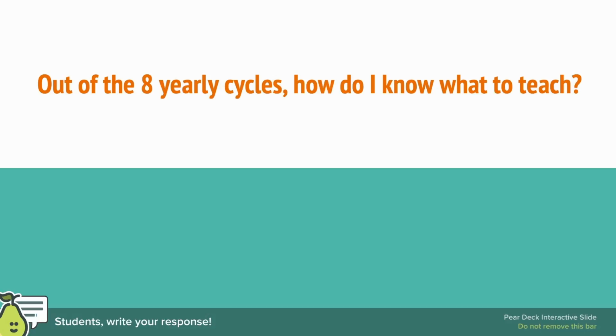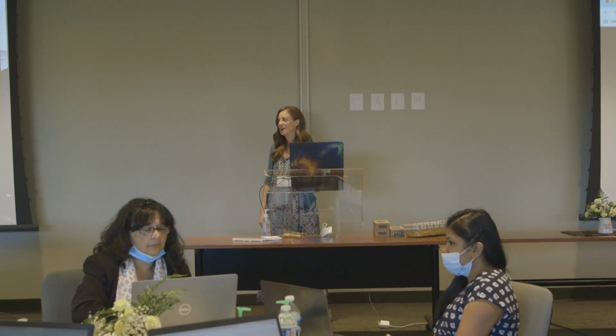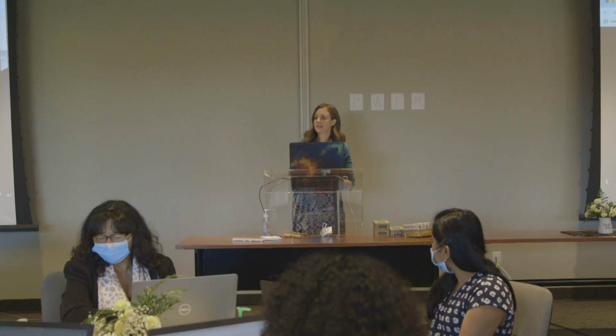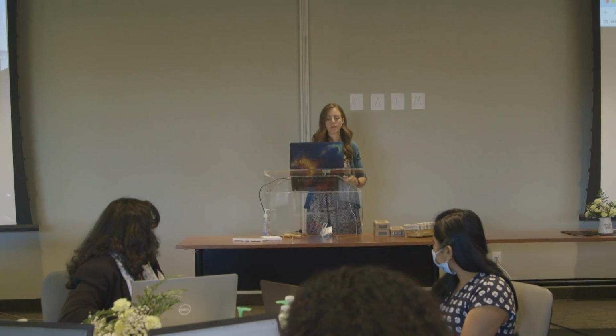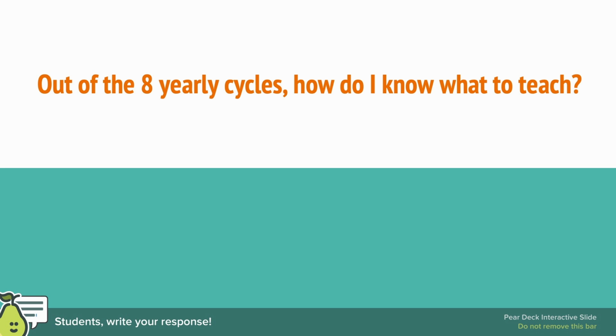Okay. So next question, out of the yearly cycles, how do I know what to teach? There's 8 yearly cycles. Write your best guess. Maybe you know, maybe you're not sure. It's okay, it doesn't show who says what. So you don't have to get into the Adventist Encounter site right now. In fact, I don't want you to, because I want you to stay with me. We'll do it later, and the steps are clearly listed for you to refer back to at any time. Out of the 8 yearly cycles, how do I know what to teach?